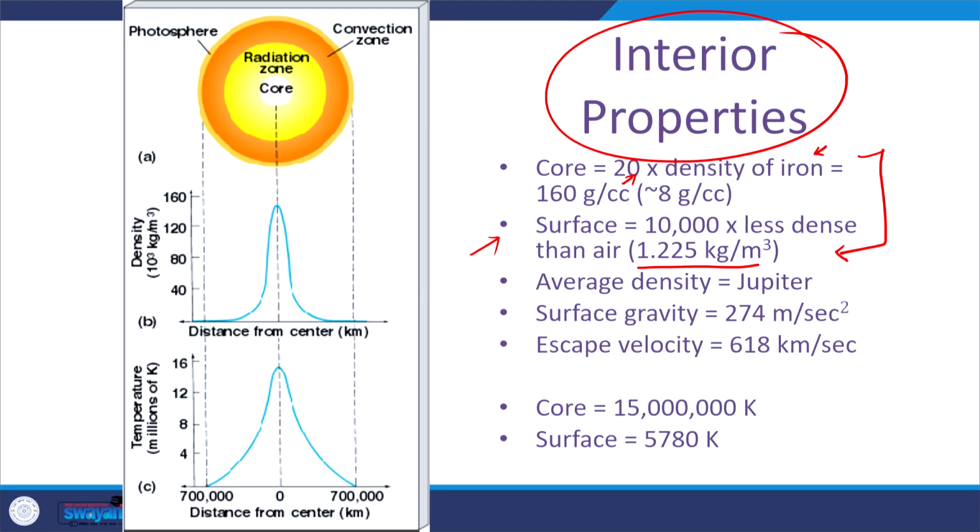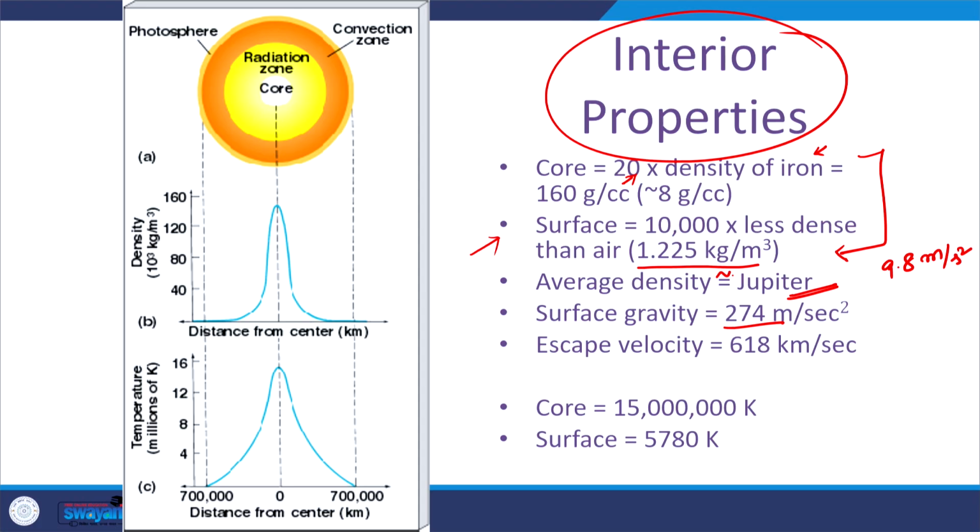Now, put together, you take an average of densities from the core towards the surface. Average density is roughly of the order of Jupiter, right? And surface gravity, we know that 9.8 meters per second square for the case of Earth, seems to be very large for the case of Sun, which is 274 meters per second square.